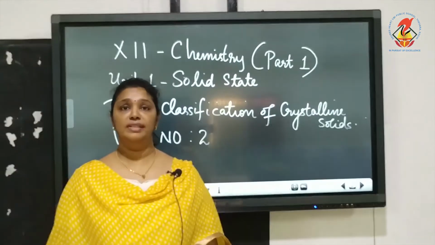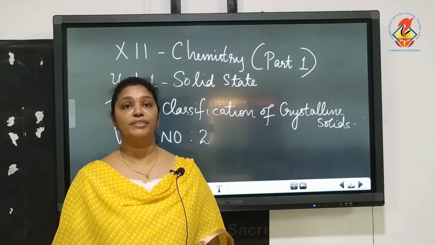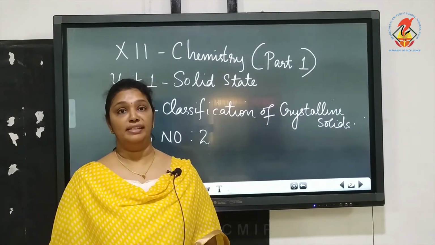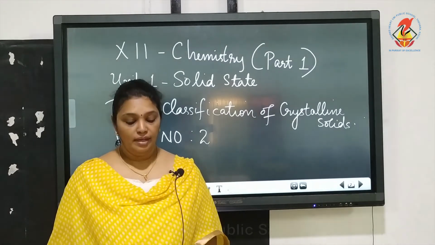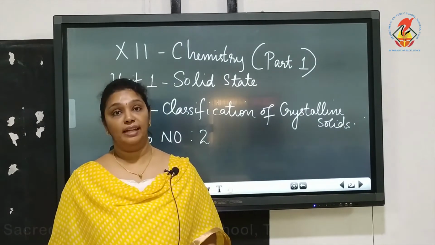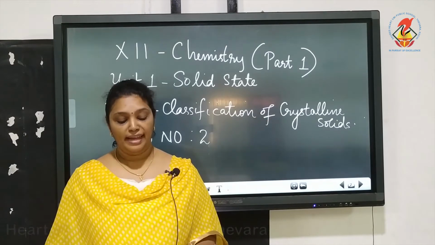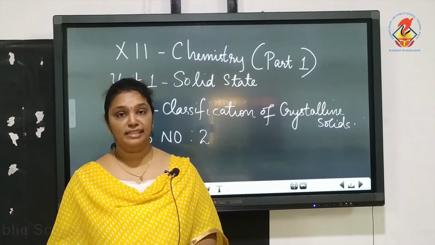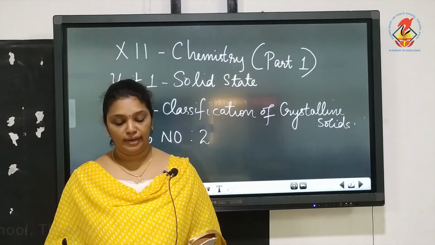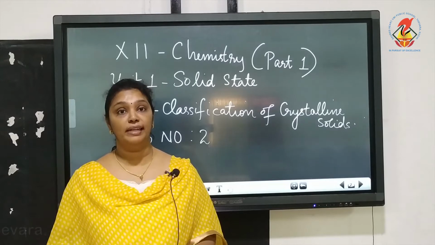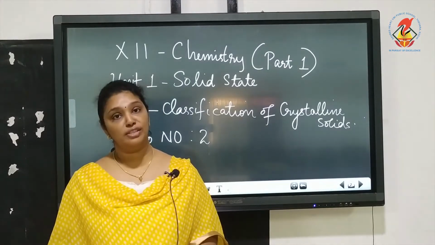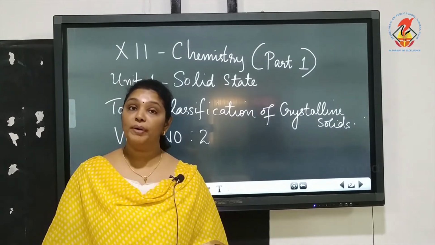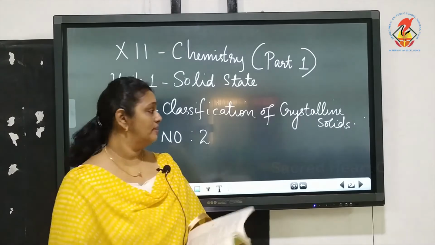In this video, we are going to now discuss the classification of crystalline solids. Most of the solids that we find are crystalline in nature. For example, all the metallic elements like iron, copper and silver. Again, non-metallic elements like sulfur, phosphorus and iodine, and compounds like sodium chloride, zinc sulfide and naphthalene, they all belong to crystalline solids. So let us see what the different classifications and the properties of crystalline solids are.